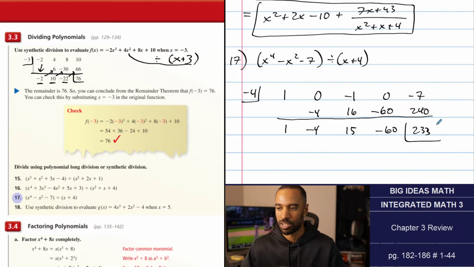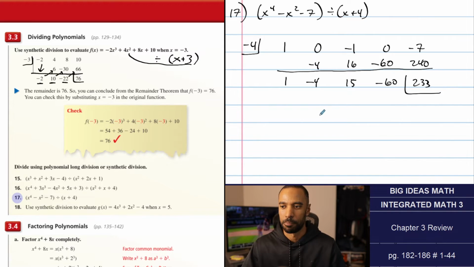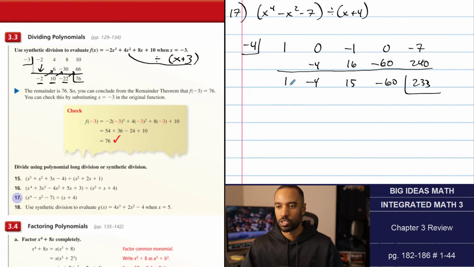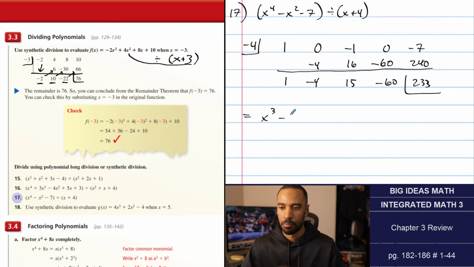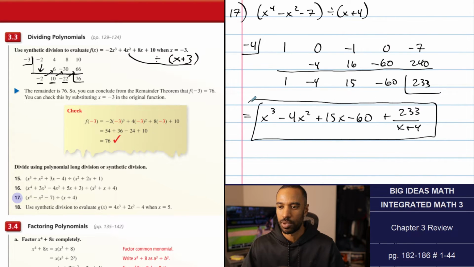Sometimes I don't trust that kind of stuff. I say, oh, what's going on? It's kind of tough to tell. But it is what it is, right? It was a quartic, now it's a cubic. The result of this one is 1x cubed minus 4x squared plus 15x minus 60 with a remainder of 233. 233 is still dividing by that x plus 4. It couldn't divide by it, and that's what we get as the result.